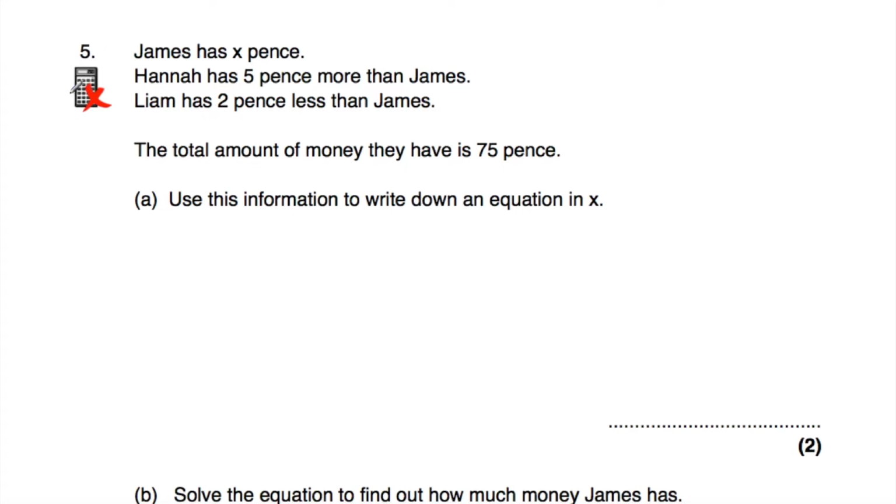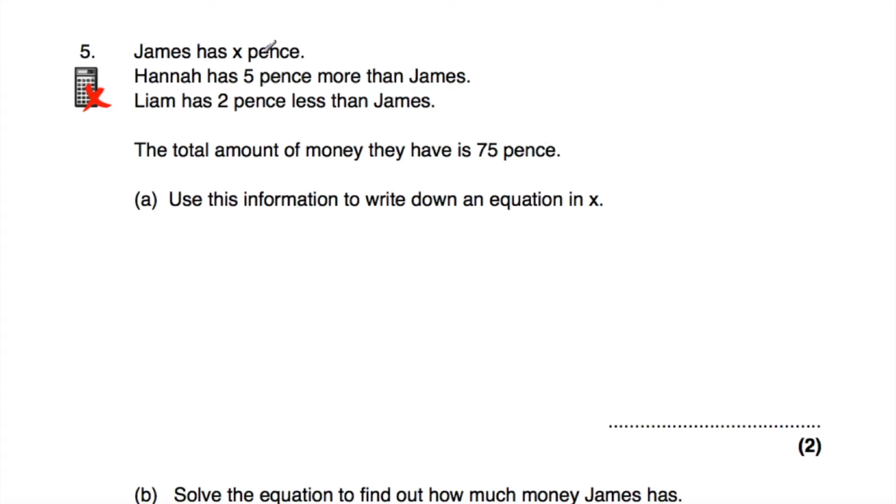Okay, let's have a look at our next question, question number 5. Question number 5 says, James has x pence, and Hannah's got 5 pence more than James, and Liam has got 2 pence less than James. There's a lot of information there, and we're told the total amount of money they have is 75 pence. And part A says, use this information to write down an equation in terms of x.